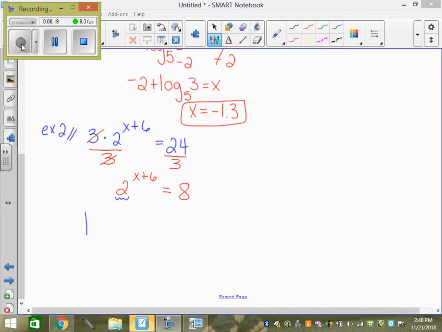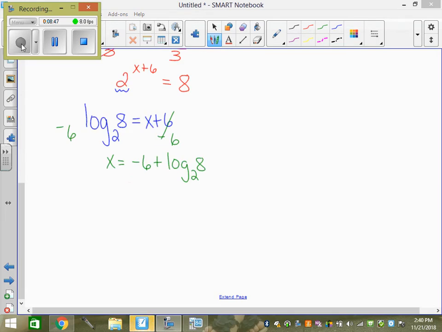So the base of my exponent becomes the base of my log. Then you put what's not with it. So 8 isn't with it, so it's going to be now, and it equals your exponent. And then we're going to subtract 6. So we get x equals negative 6 plus log base 2 of 8, of which you do not need your calculator at all.